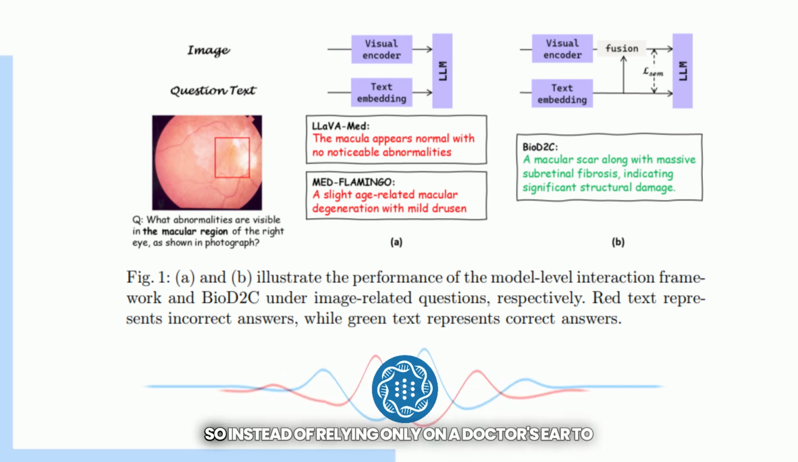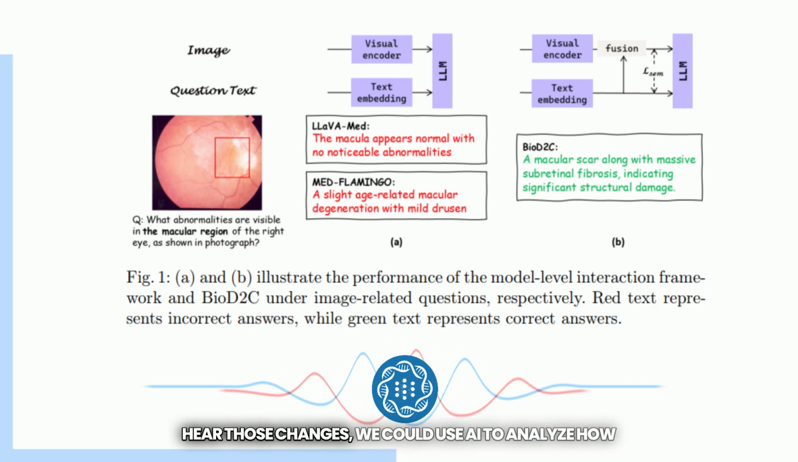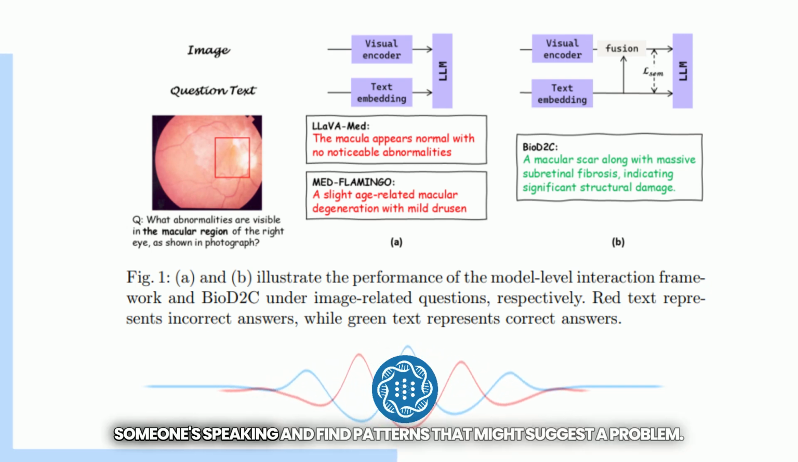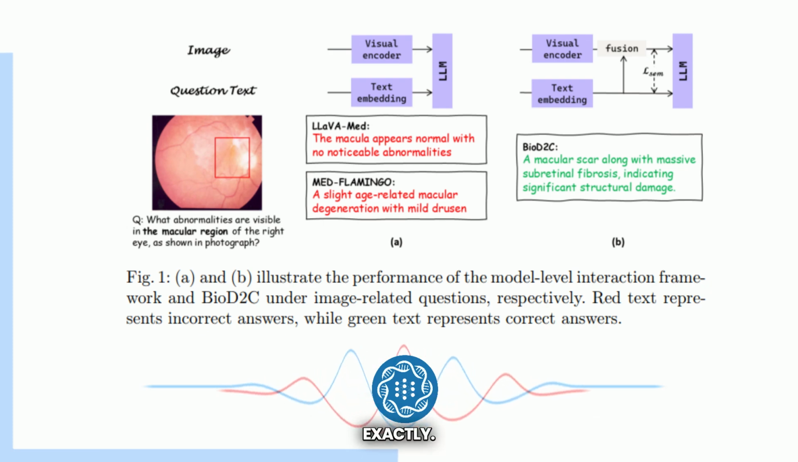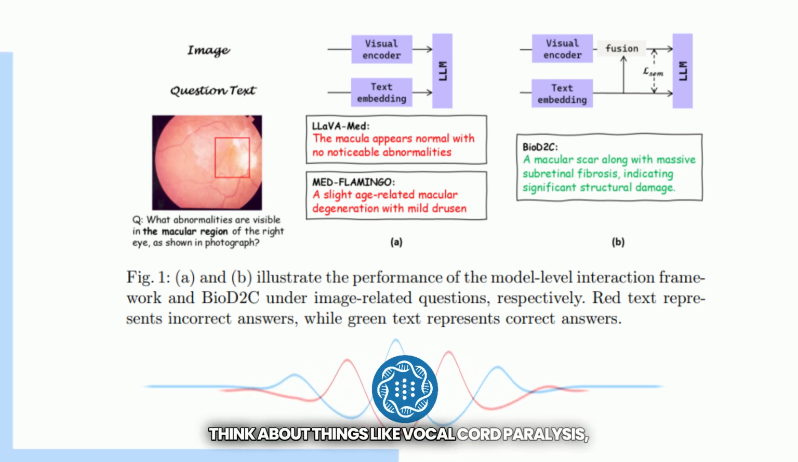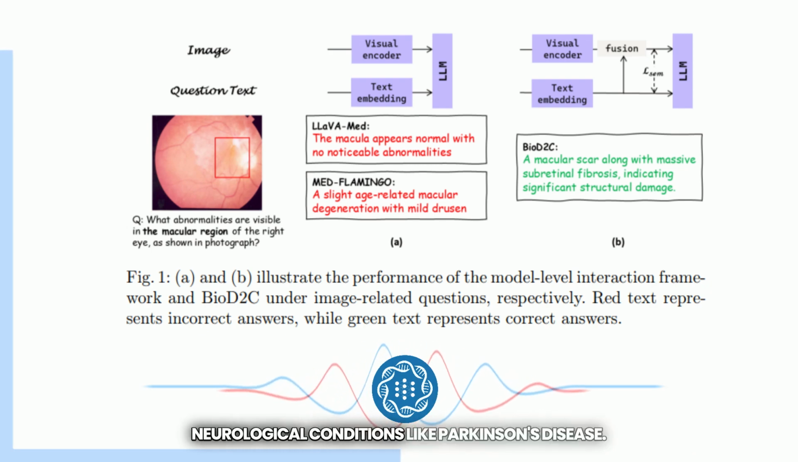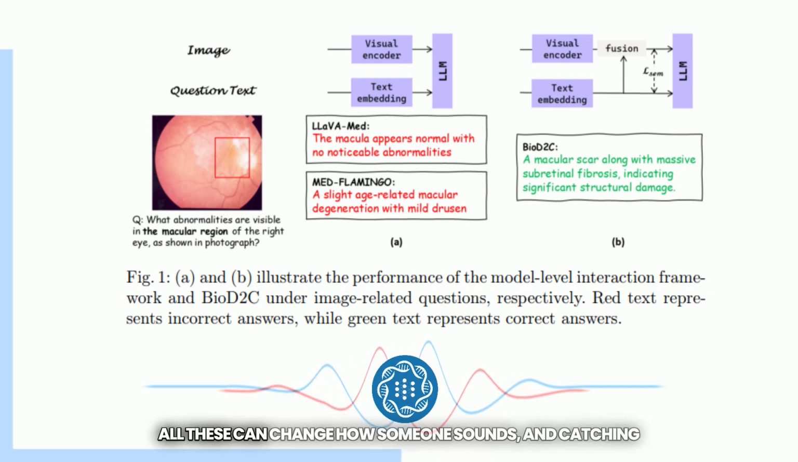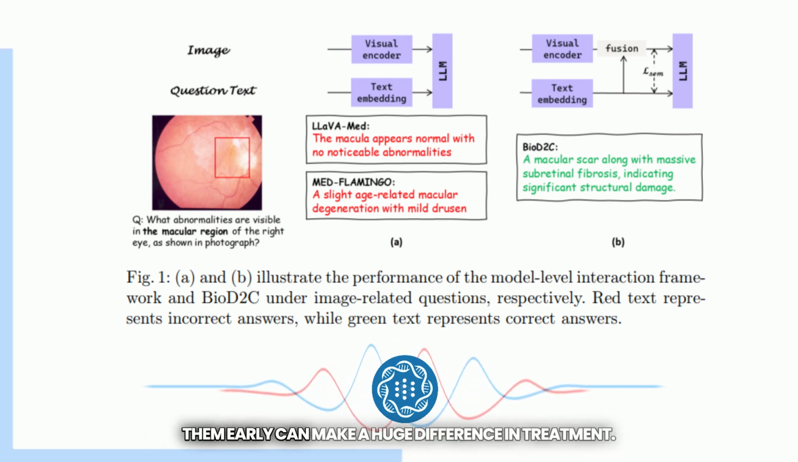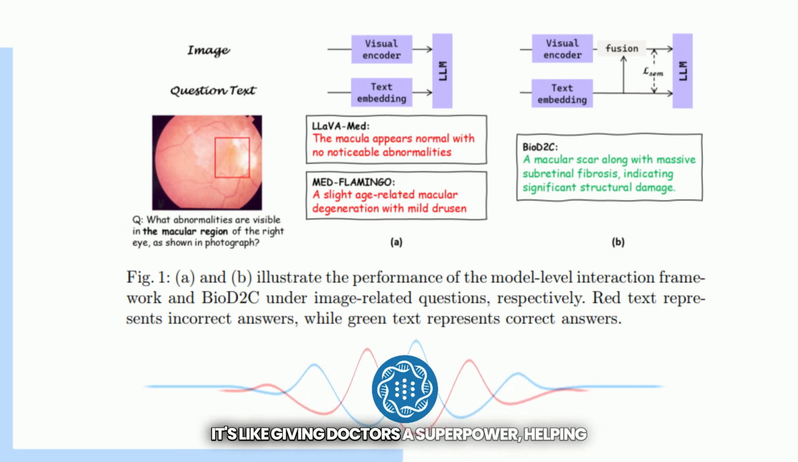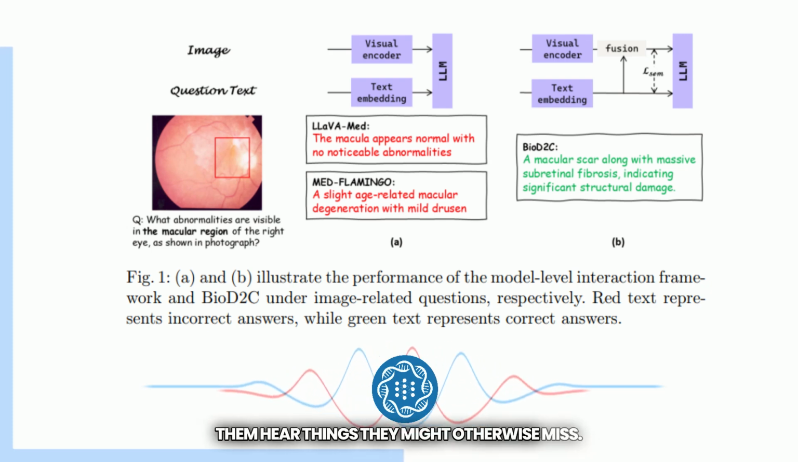So instead of relying only on a doctor's ear to hear those changes, we could use AI to analyze how someone's speaking and find patterns that might suggest a problem. Exactly. Think about things like vocal cord paralysis, spasmodic dystonia, or even early signs of neurological conditions like Parkinson's disease. All these can change how someone sounds, and catching them early can make a huge difference in treatment. It's like giving doctors a superpower, helping them hear things they might otherwise miss.